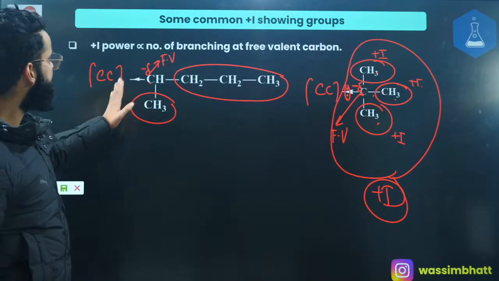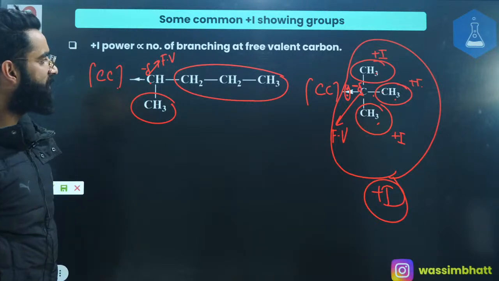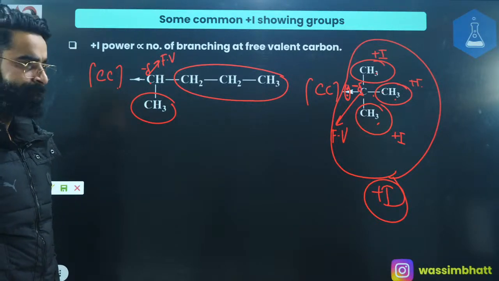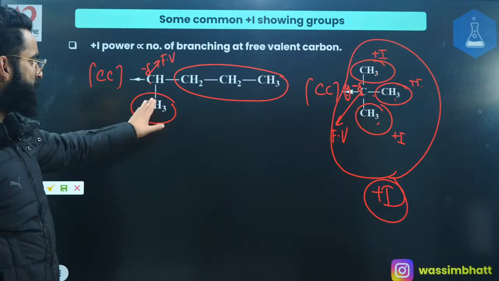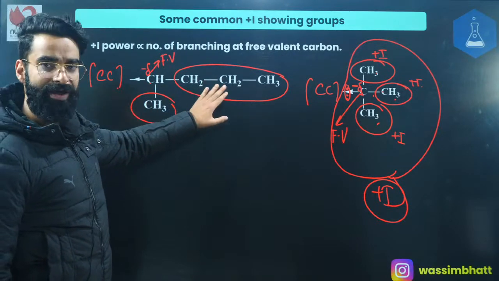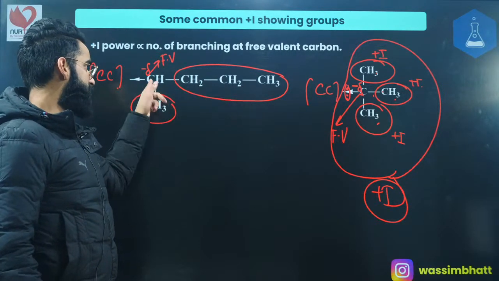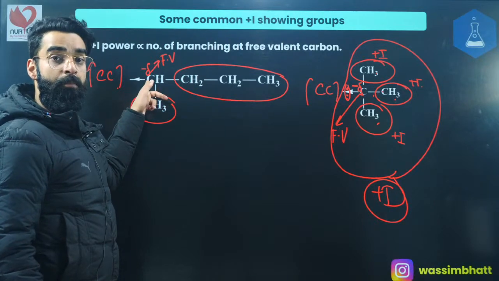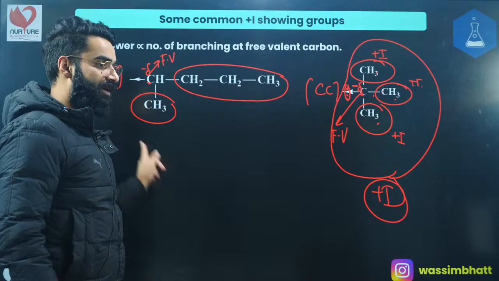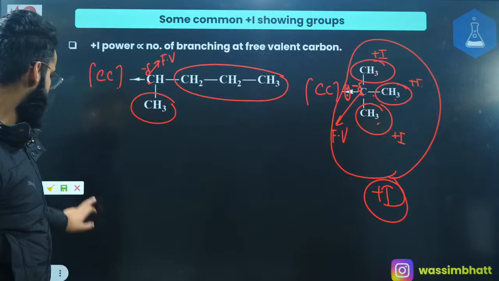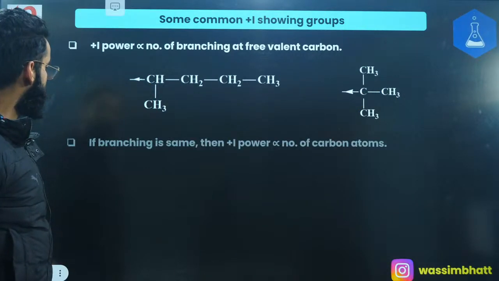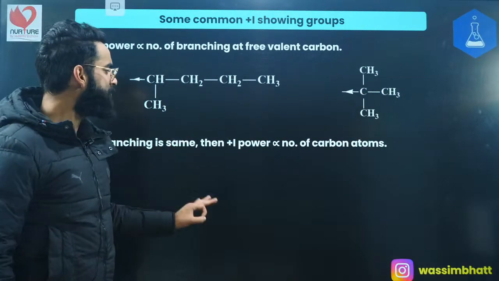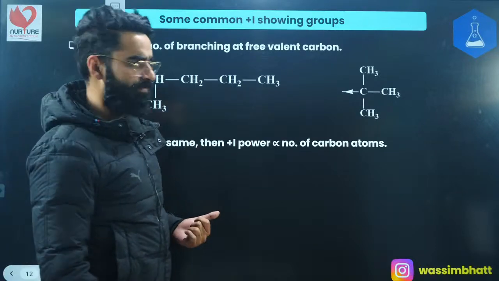So plus I is directly proportional to the number of branching at the free valent carbon, right? More the branches which increase the electron density towards this free valent carbon, more is going to be the plus I power of the complete group. Do take a note of this. Correct? If branching is same, then plus I power is directly proportional to number of carbon atoms, right?